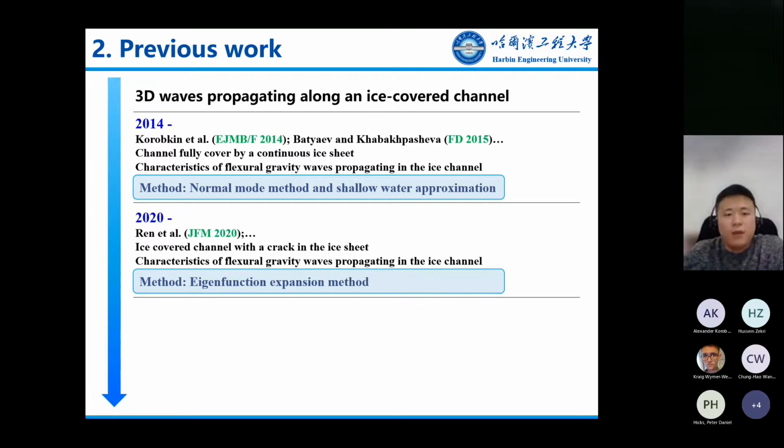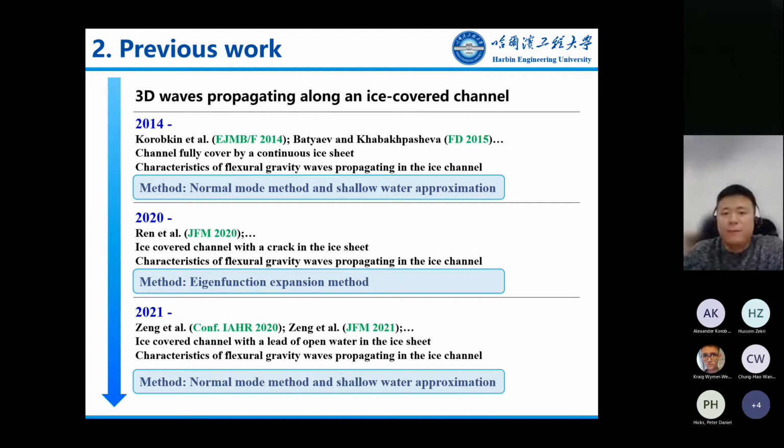The problem of waves propagating along an ice-covered channel with a straight-line crack in the ice cover was studied by Leng et al. Then, we consider the problem of waves propagating along an ice channel with a lead of open water. This work was published in the Journal of Fluid Mechanics, which will also be introduced later.